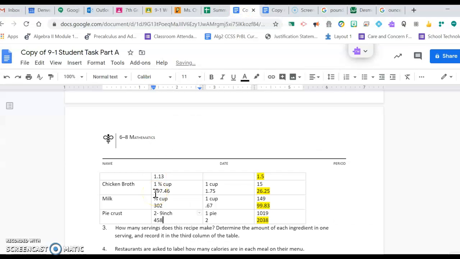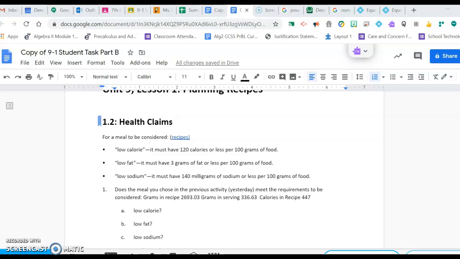Alright, I'm going to pause the video. I'm going to add up all my grams here and then I'll come back to you, okay? Okay, so now we're here and I added up all my grams right here. So I put that number right in here for my charts from part A. I divided it by 8 to get my grams per serving. Why 8? Because my recipe had 8 servings. Yours might have something different. And then I also just recorded this number down here, this 447 for the calories. So the claim is that if it's low calorie, it must have 120 calories or less per 100 grams of food.